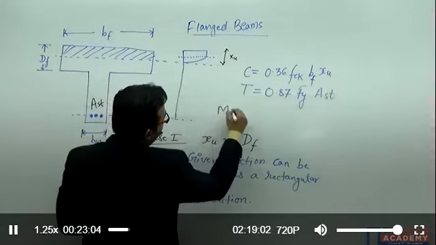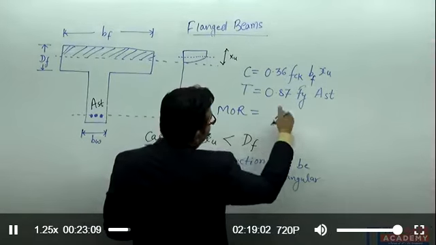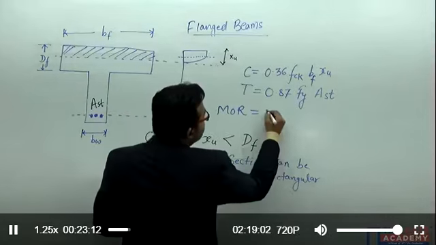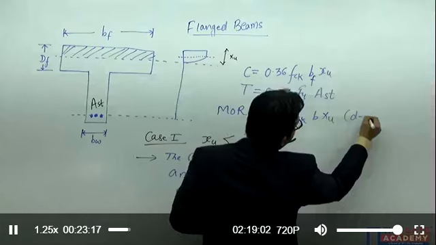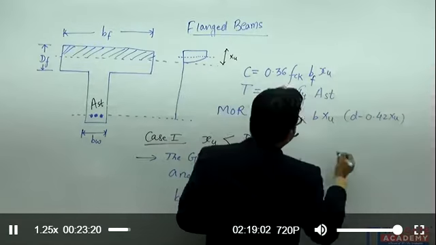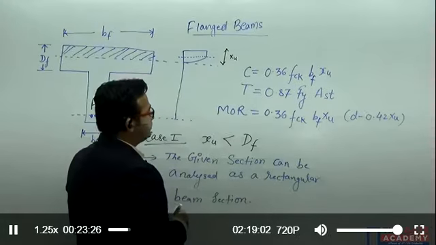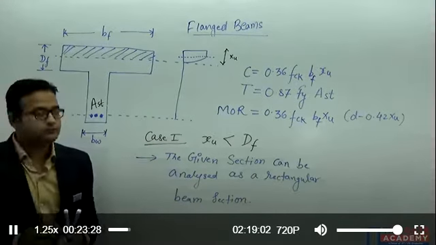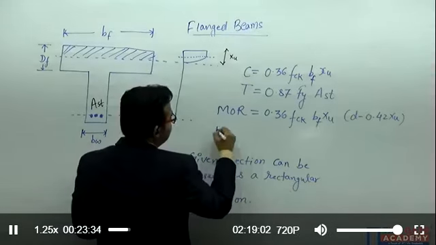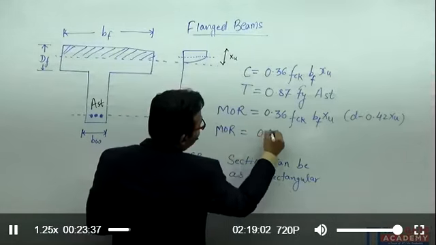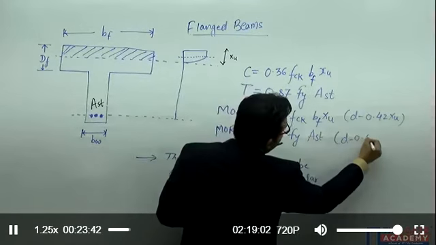the moment of resistance also. The moment of resistance will be C into lever arm and T into lever arm. That is 0.36 fck b xu into (d minus 0.42 xu). Here again I will be using the same width of flange, that is the effective width of the flange. And the moment of resistance in the tension zone will be equal to 0.87 fy Ast into (d minus 0.42 xu).